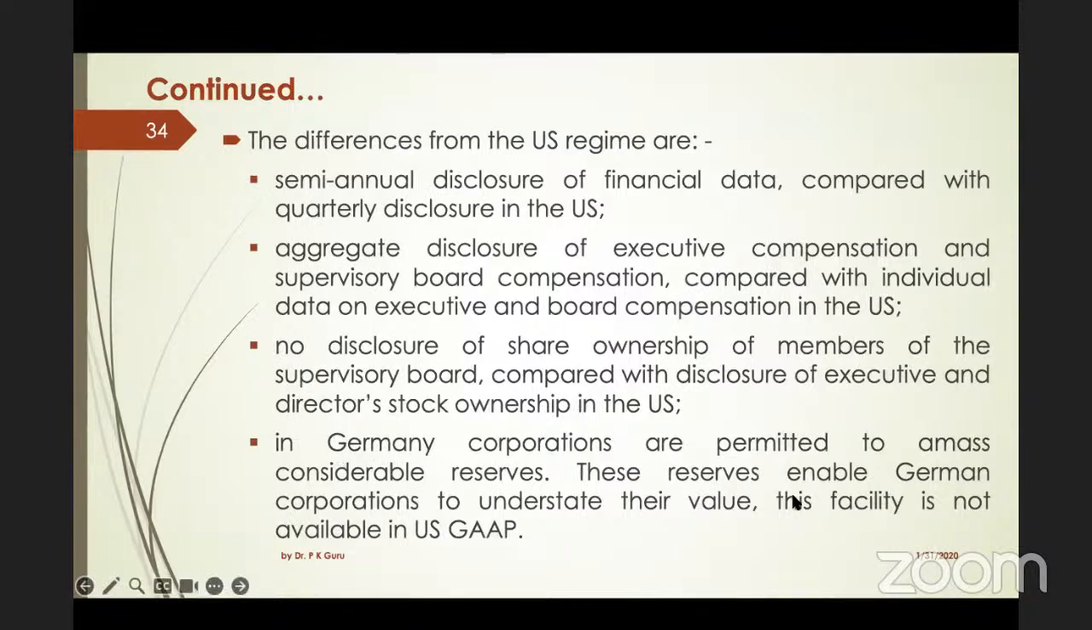In Germany, corporations are permitted to amass considerable reserves. These reserves enable German corporations to understate their value. This facility is not available in US GAAP. This means, because see, the banks are financer or equity holder in most of the companies. Now, the profit of the company, if it is shared with the bank as dividend, it is okay. If it is not shared also, it is okay, because the money remains with the owner in a way, because they are the owner of the company.